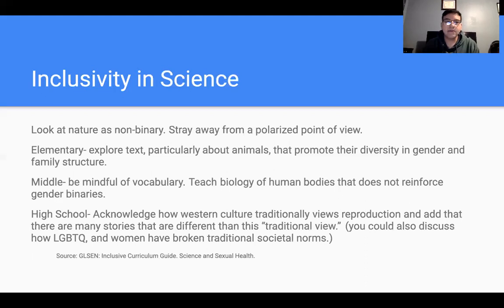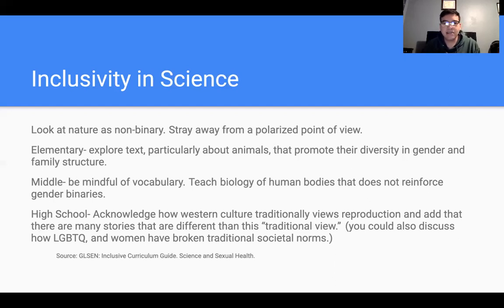Inclusivity in science. So science can be very binary, especially with genetics. So you want to look at nature as non-binary and stray away from polarized points of view. In elementary, you could do this by exploring texts, particularly about animals, since human reproduction and things like that aren't until the later years of schooling. With animals, though, you promote their diversity in gender and family structure. In middle school, you got to be mindful of vocabulary. This is when it starts to get a little bit trickier. You have to teach biology of human bodies that does not reinforce gender binaries.